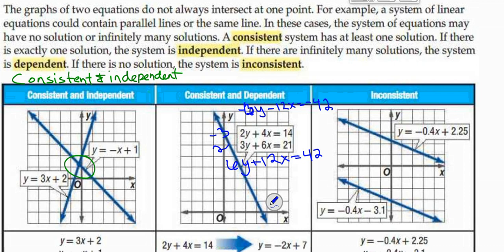Do you notice that these are exact opposites of each other? And so, as a matter of fact, what that really means is they are the exact same line. If I put this in y equals mx plus b form and this in y equals mx plus b form, they would be the exact same equation. So do they have a solution? Absolutely. Every point on that line is a solution. So this is consistent and dependent.